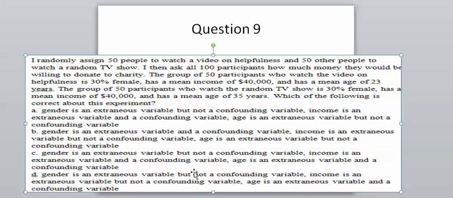So gender is extraneous but not confounding because the groups are equal on gender. Income is extraneous but not confounding because the two groups are equal on income. Age is extraneous and confounding because the two groups are different in age. So it's D.